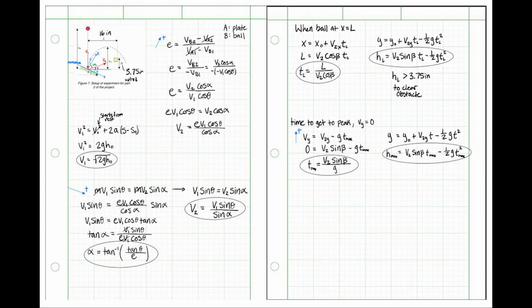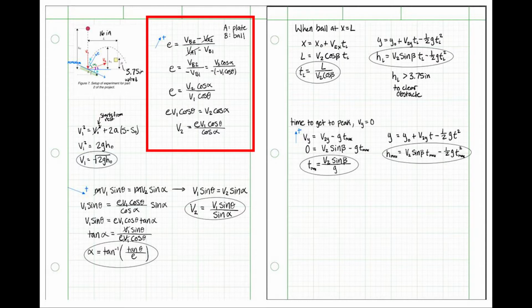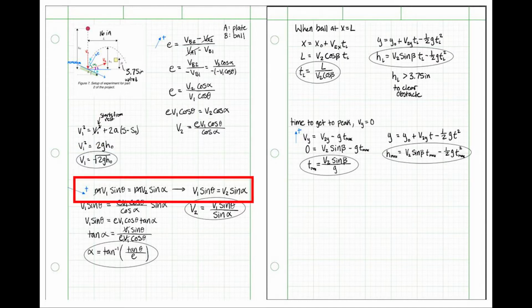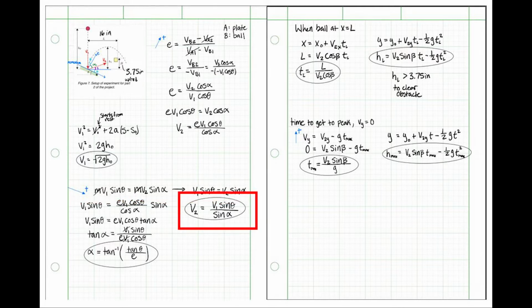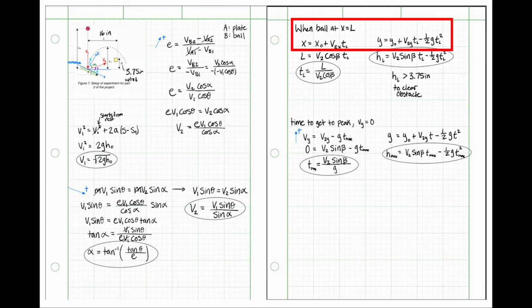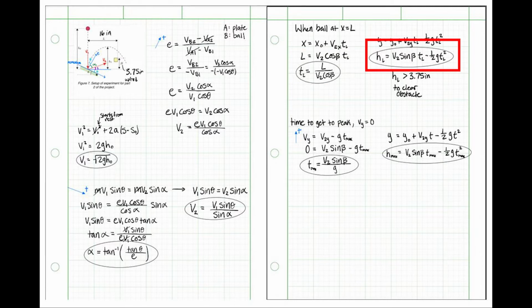Moving on to the actual calculations, we had to start with kinematics and an expression for coefficient of restitution to solve for V1 and V2. Then using conservation of linear momentum in the direction parallel to our plate, we could solve for V2 in another way and also find alpha using the V2 we found before. Finally, we use 2 more kinematics expressions to find our time at the length of the obstacle and the height at that time. And in order to clear the obstacle, that HL needed to be greater than 3.75 inches.